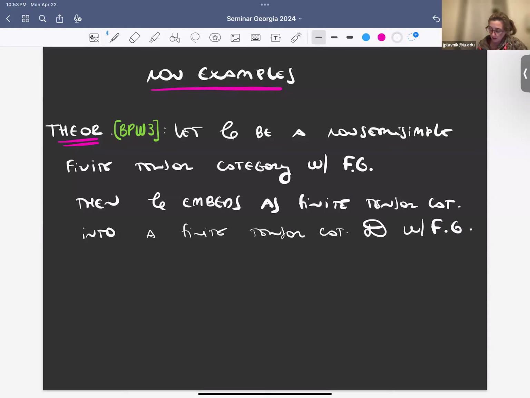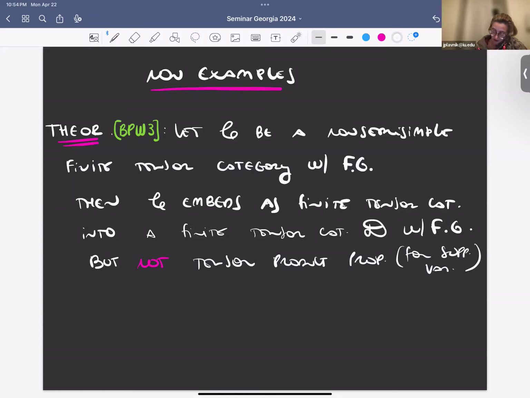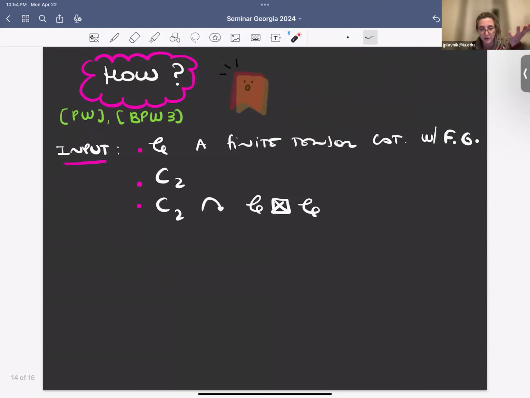So the condition is interesting, but okay. If you give me this, I can always embed it in one that satisfies the finite generation, but not the tensor product property for varieties, for support varieties. So if you give me a non-semi-simple one with finite generation, I can always find a new tensor category that has this as a subcategory, again with finite generation, but not the tensor product property. So let me tell you how we do it, because maybe that's more interesting. Probably there are other ways. This is one way. So what we did was the following.